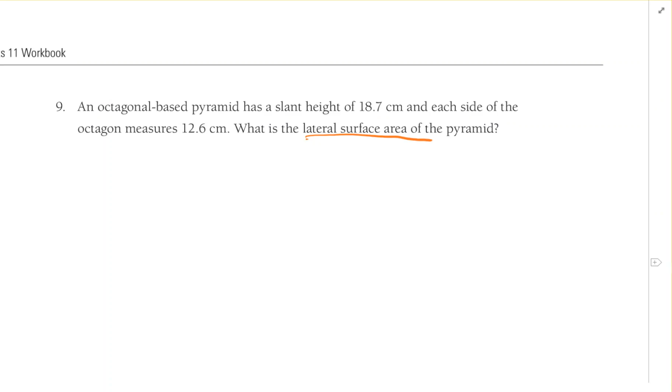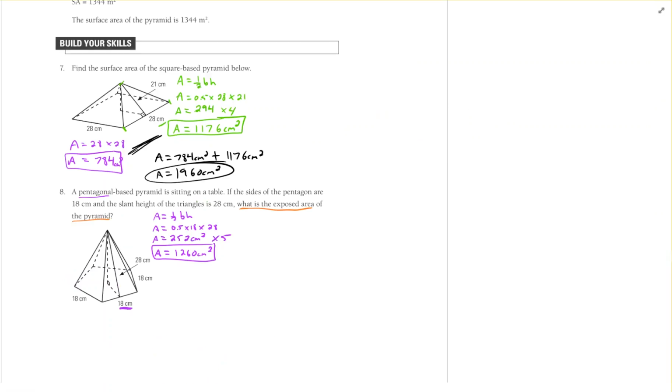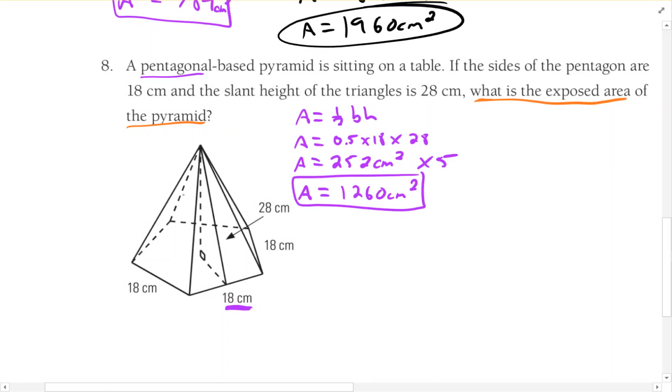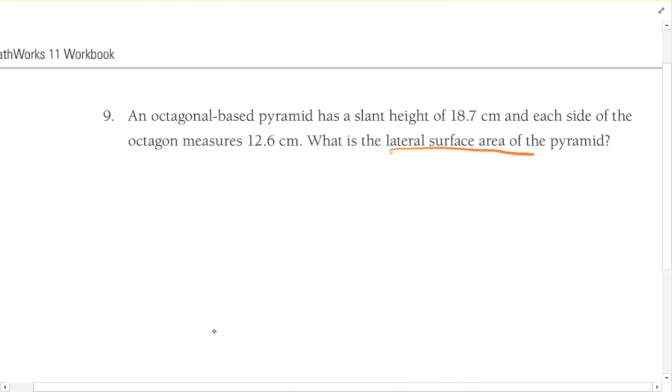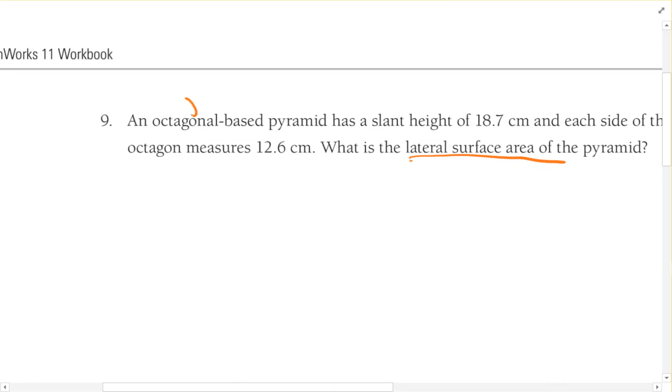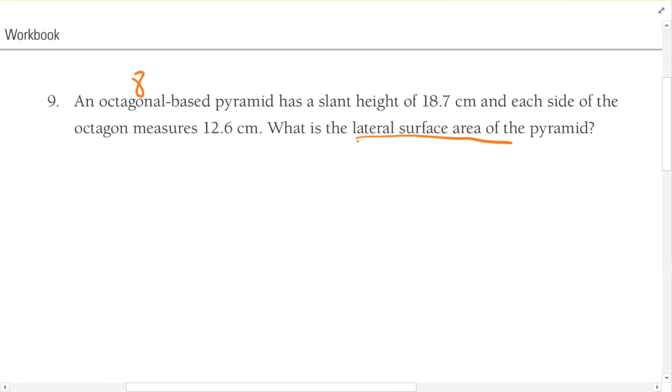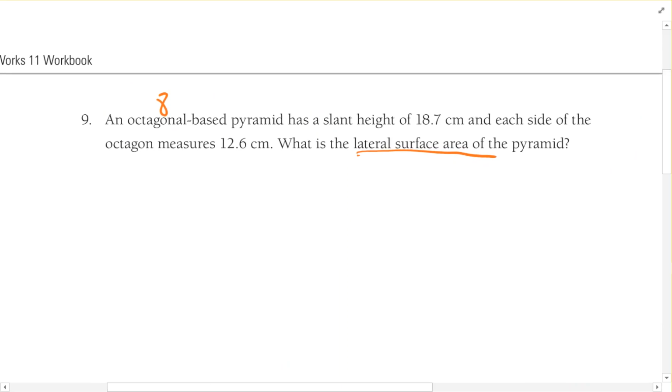That's referring again to, sorry to keep switching back and forth, just the stuff that's exposed, like the stuff above ground. So not the bottom part there. So it's going to be really the same question. The only difference here is that we're not dealing with the pentagon like we did in question 8. We are going to be dealing with an octagon. So an octagon is 8 sides. So look back at that question if you need to help you out with this one.